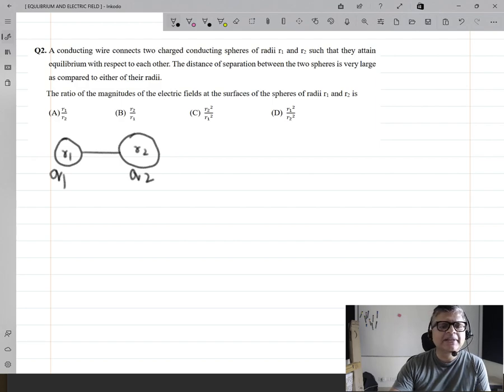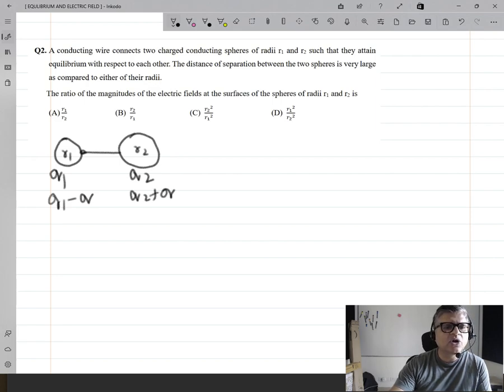What does it mean? They attain a common potential. Why? Because charge from one transfers to the other. So let's say after you connect them, the first one loses charge Q, and the second one, Q2, gains Q. Now they are at the common potential.